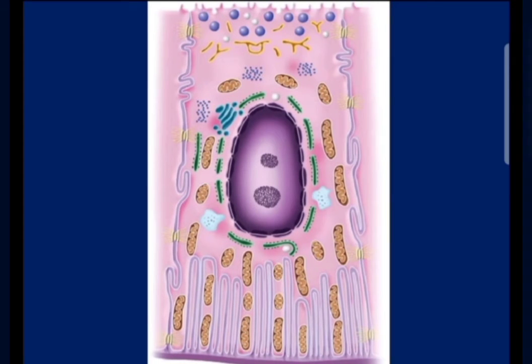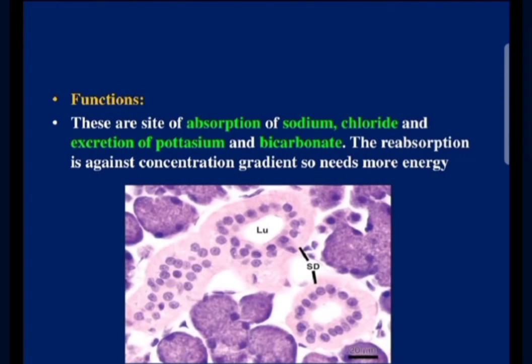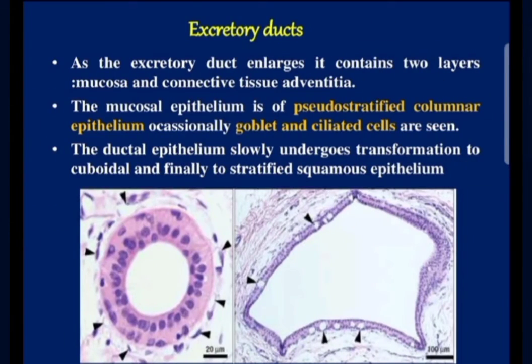Can you see, this is the cell which is known as the striated cell. You can see towards the basal side there are infoldings of the cell membrane, and these infoldings of the cell membrane contain elongated mitochondria. Functions of this type of duct: these are the site of absorption of sodium chloride and excretion of potassium and bicarbonate. The reabsorption is against the concentration gradient, so it needs more energy. That's why a lot of mitochondria are present.